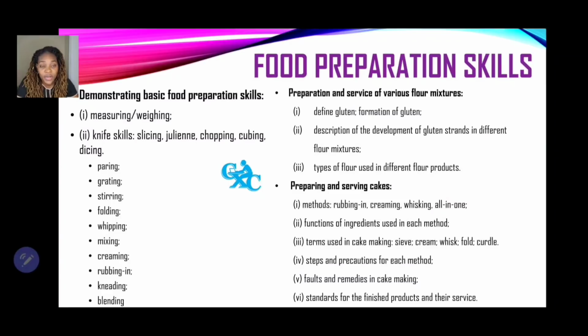Now, for the third topic, there is preparing and serving cakes. And you should know the different methods of cake making, such as the rubbed in method, creaming, whisking, all in one. Also the functions of the main ingredients used in cake making. Terms used in cake making such as sieve, cream, whisk, fold, and curdle. Steps and precautions for each method, as well as faults and remedies in cake making as well.